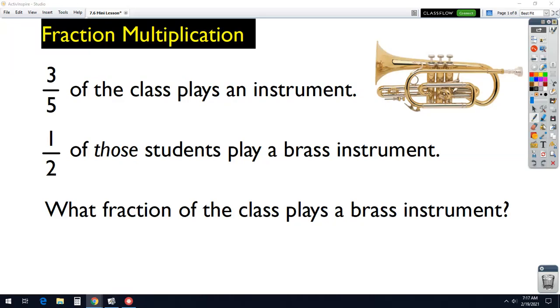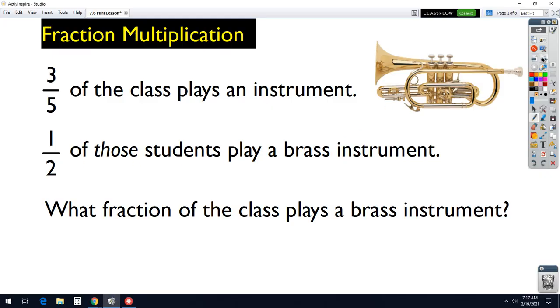Students, today we're going to multiply fractions, specifically fractions times other fractions. So let's dive in. 3/5 of the class plays an instrument, and half of those students play a brass instrument. So half of those 3/5 of the class. What fraction of the class plays a brass instrument?